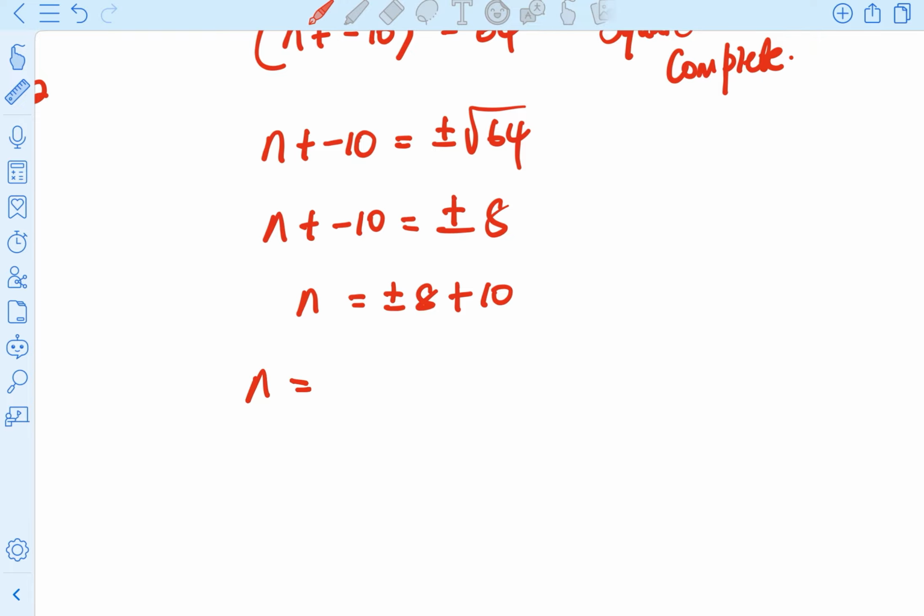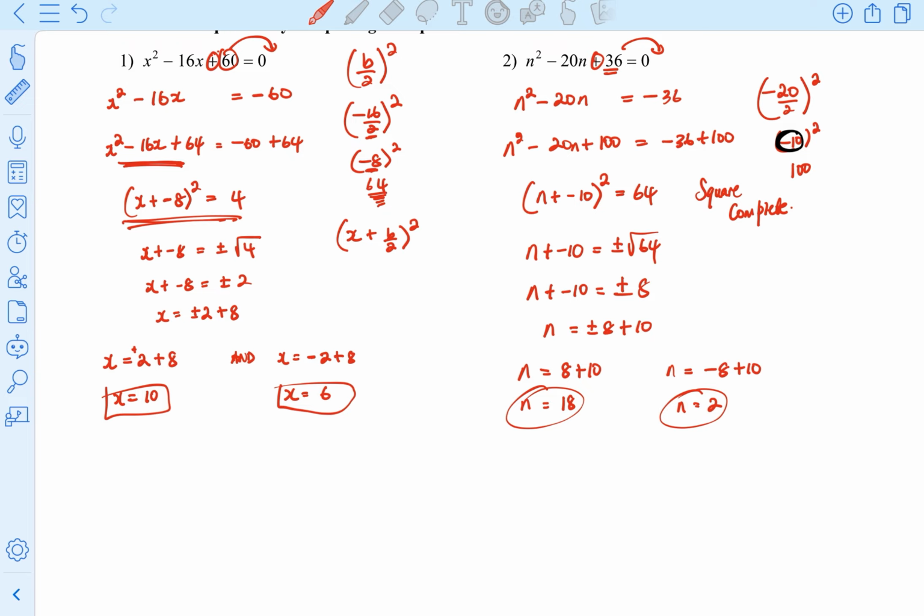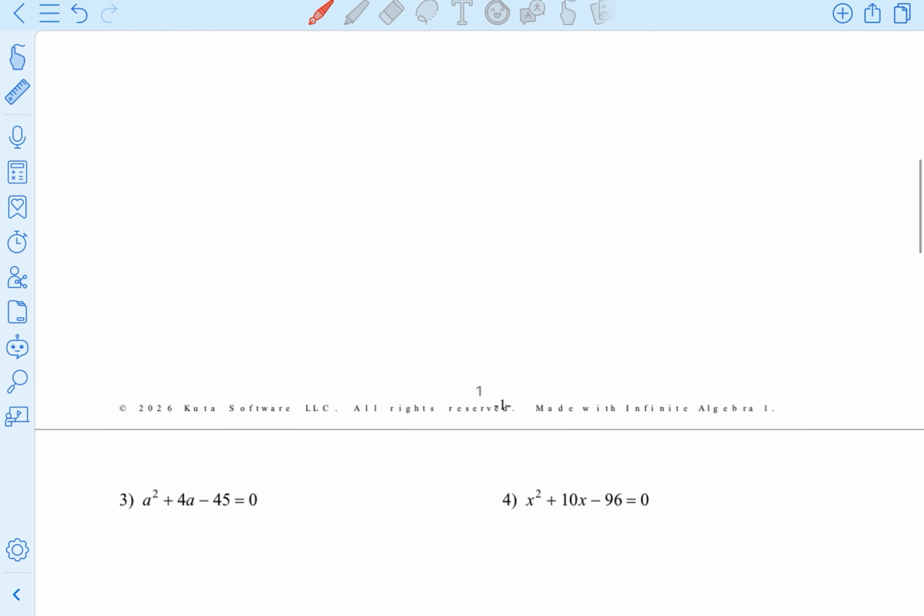N is equal to 8 plus 10, or n is equal to negative 8 plus 10, right? So this would be 18, and this would be 2. So these are our 2 solutions, 18 and 2. That's how we solve this one by completing the square, right? So let's look at another one.